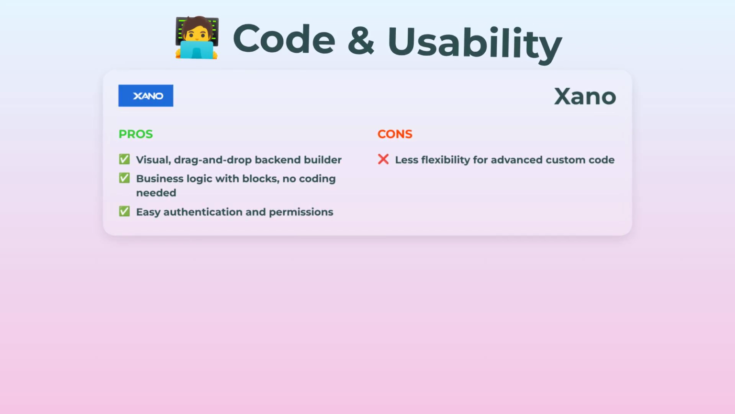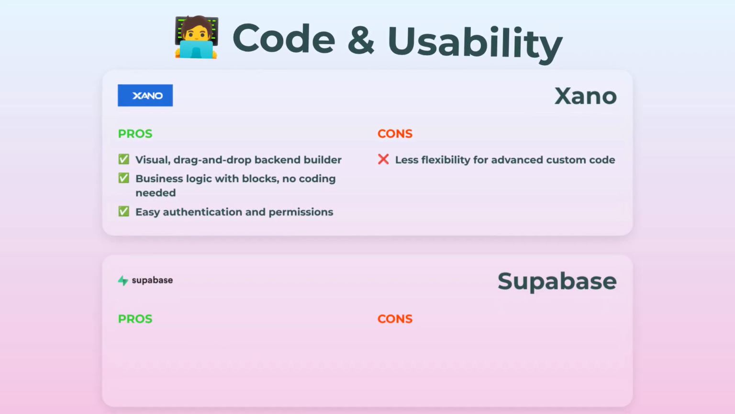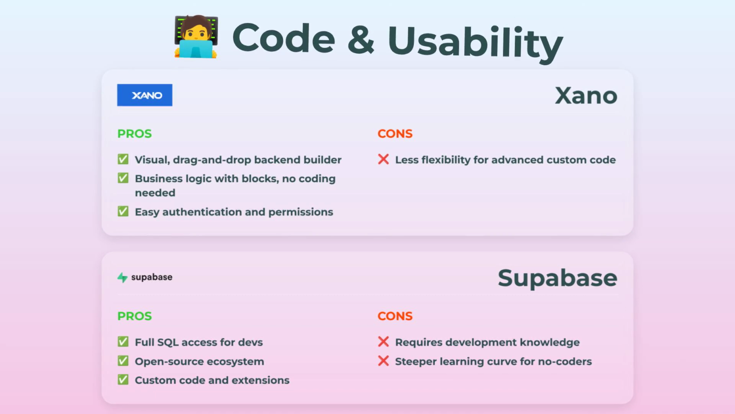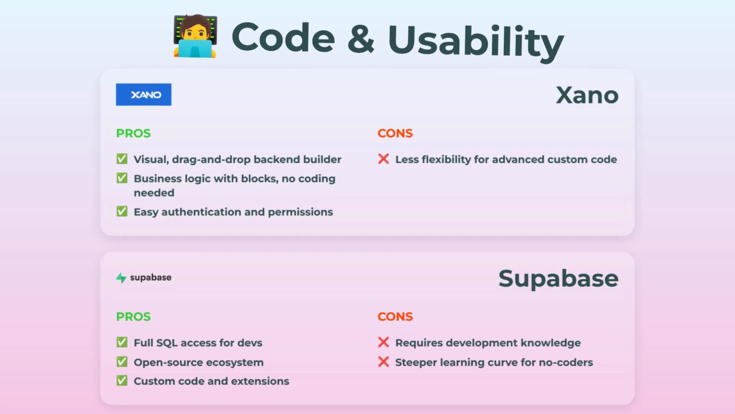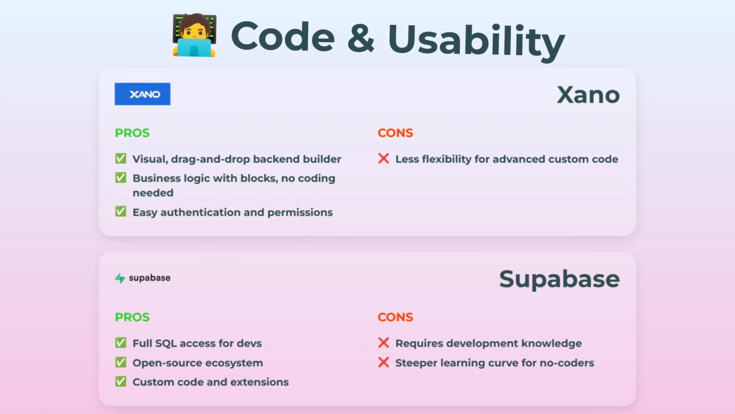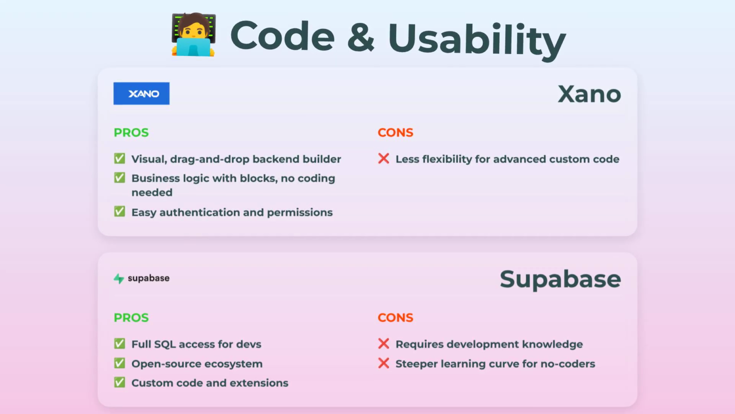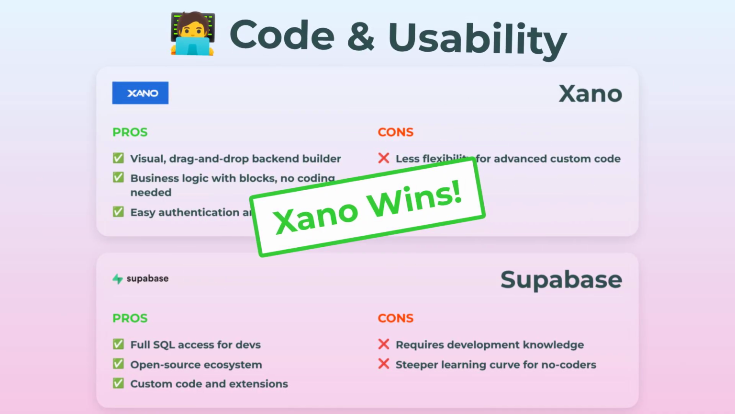Now, Supabase, this one's pretty much the opposite vibe. You get full-blown SQL access. And if you live and breathe code, it's super open and customizable. Extensions, open source, the whole deal. But here's the thing. If you're not a coder, this can be intimidating fast. There's like a learning curve Everest. So if you want something that just works visually and fast, Xano's definitely the winner here.